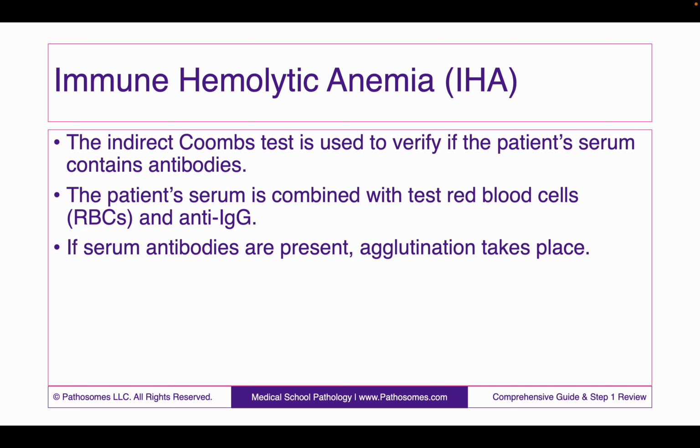The indirect Coombs test is used to verify if the patient's serum contains antibodies. The patient's serum is combined with test red blood cells and anti-IgG. If serum antibodies are present, agglutination takes place.